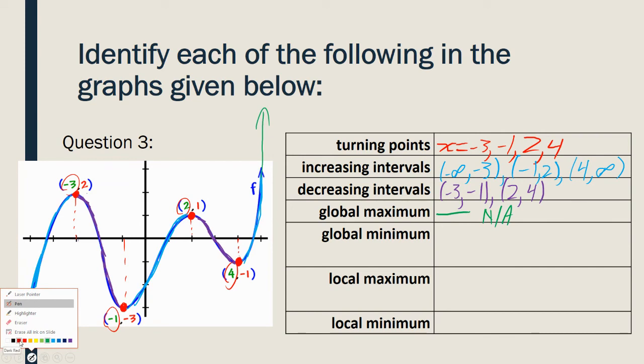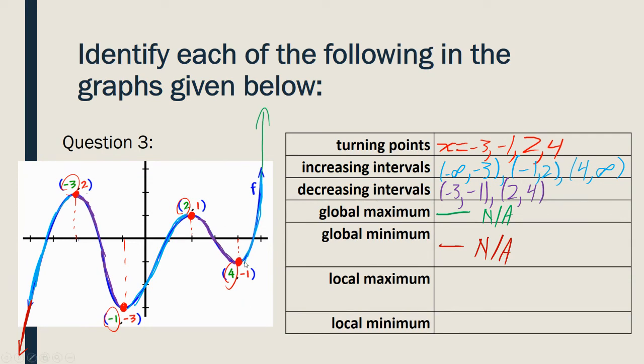Global minimum. If I'm looking for a global minimum, I'm looking for the lowest point, the lowest valley on this graph. Well, the lowest point seems like it could be here, but look here. This arrow means this graph's going to keep going forever and ever. So there's not a global minimum either. And that's okay. Sometimes that's going to be the case.